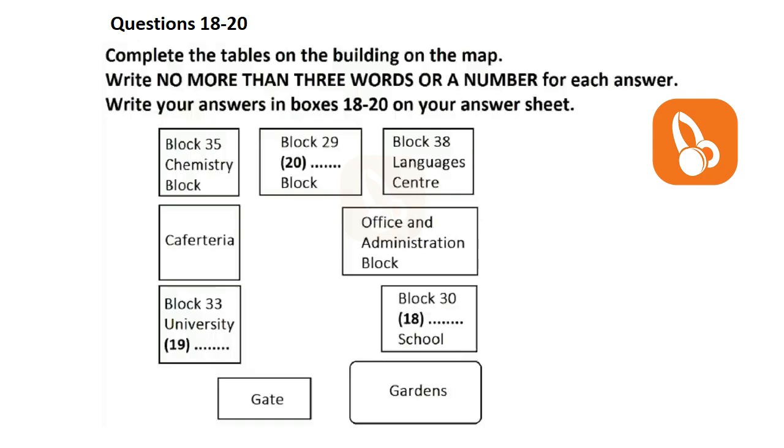The cafeteria, which is open from 7 a.m. to 9:30 p.m., is on the left of the plan. It is between the Chemistry block, number 35, and the University shop, Block 33. At the University shop, you can get all you will need in terms of course materials. The Biology block is block number 29, and you'll find the Biology block between the Chemistry block and the Languages Centre. Be careful with the numbers, as they are not always logical.